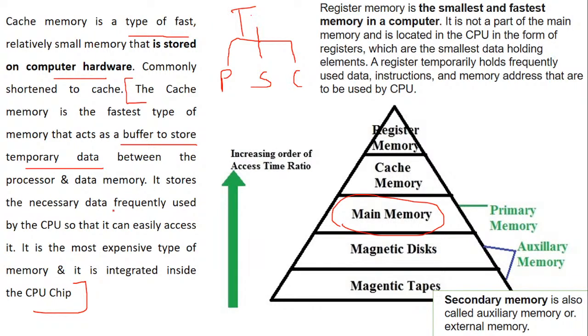It stores necessary data frequently used by the CPU so that it can be easily accessed. It is one of the most expensive types of memory, and it is internal, integrated inside the central processing unit chip. Now, how to remember? You may think I have given so much information, but I have told you to remember a few things which are really important from an examination point of view.